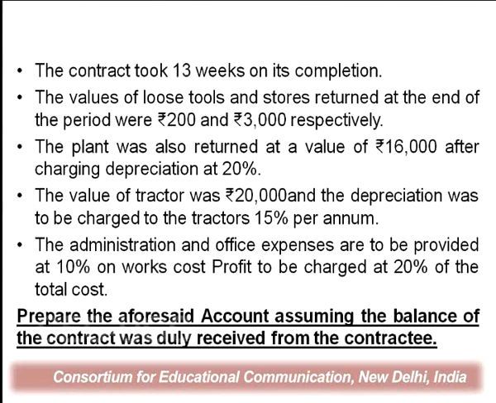Prepare the aforesaid account assuming the balance of the contract was duly received from the contractee. So this is a very simple situation in which the contract has been completed during the year itself. Normally, as we discussed in some previous lectures, a contract is an ongoing process, so it takes more than a year to complete, and in that case the whole of the profit is not shown in the profit and loss account of that very year. But this is a simple issue.